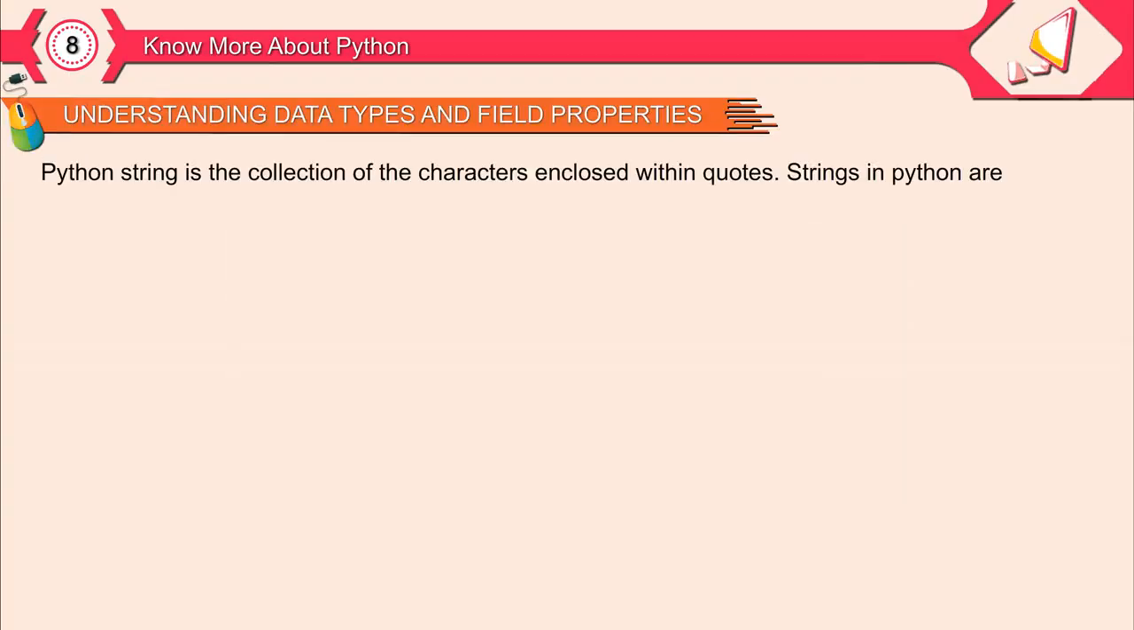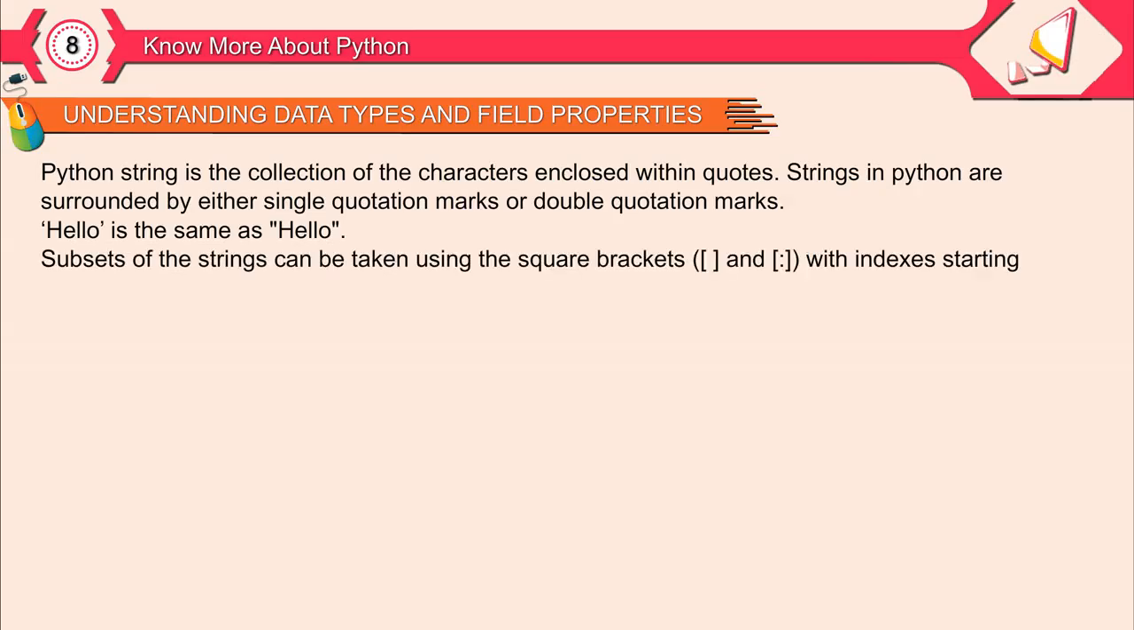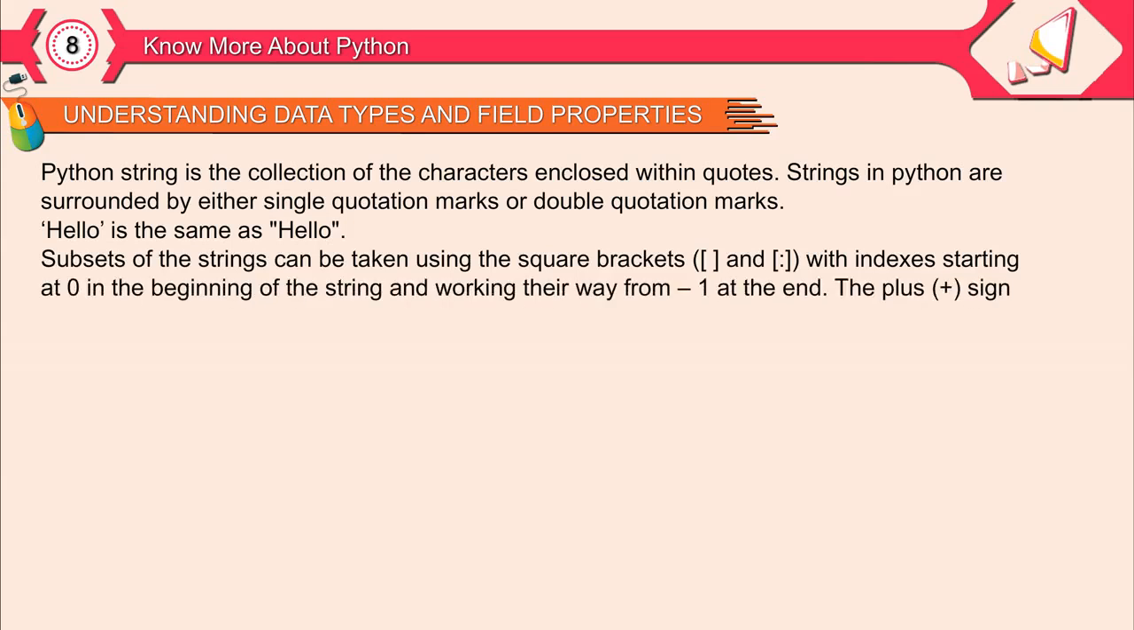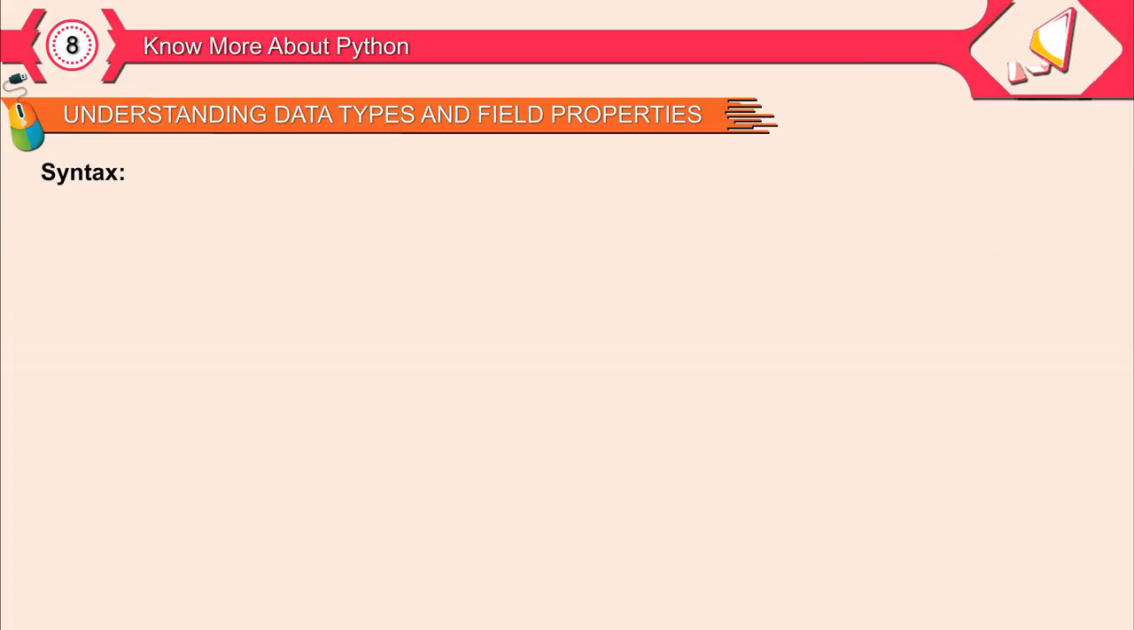Python string is the collection of the characters enclosed within quotes. Strings in Python are surrounded by either single quotation marks or double quotation marks. 'Hello' is the same as "hello". Subsets of the strings can be taken using the square brackets with indexes starting at 0 in the beginning of the string and working their way from -1 at the end. The plus sign is the string concatenation operator and the asterisk is the repetition operator.